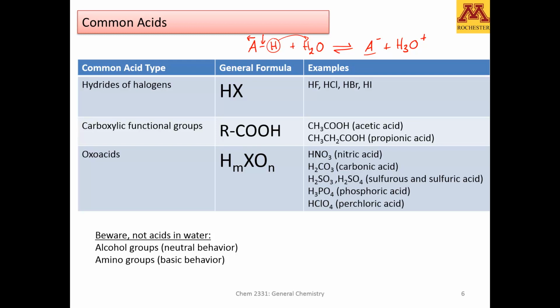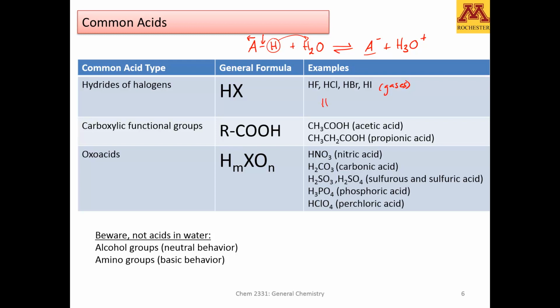Okay, so what types of common acids we're going to see? And that's important that you memorize these, because you're not going to see in this course, at least, with very few exceptions, more than these three types. The first type is the hydrides of halogens. So where X can be fluorine, chlorine, bromine, or iodine. Notice that typically these are gases. These are gases, so hydrogen fluoride, hydrogen chloride, etc.